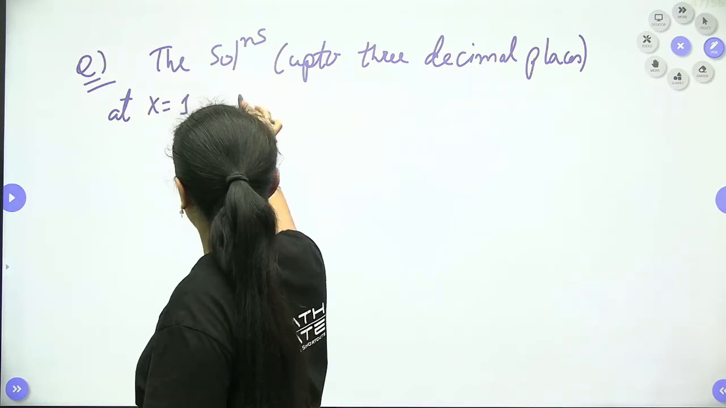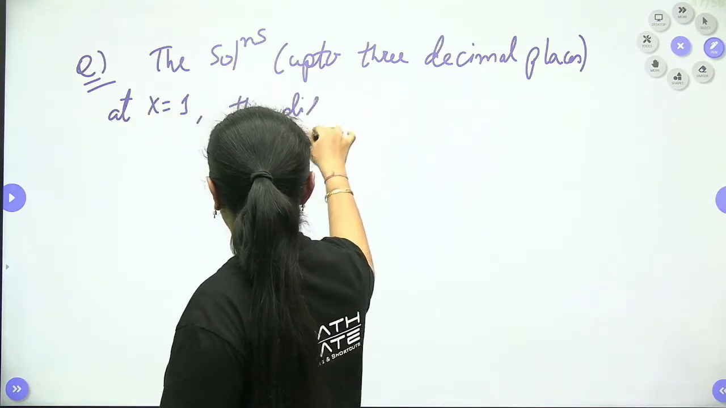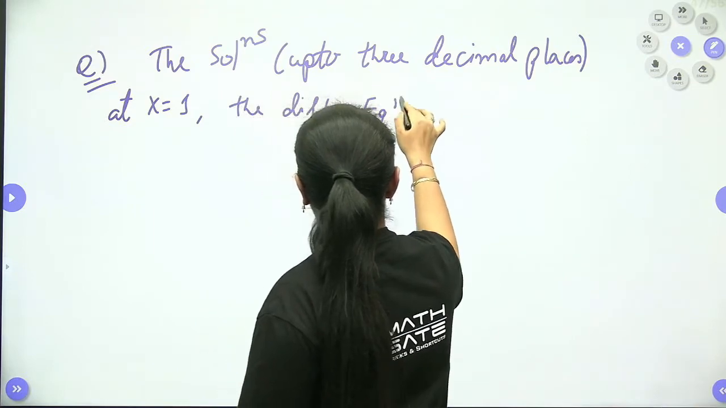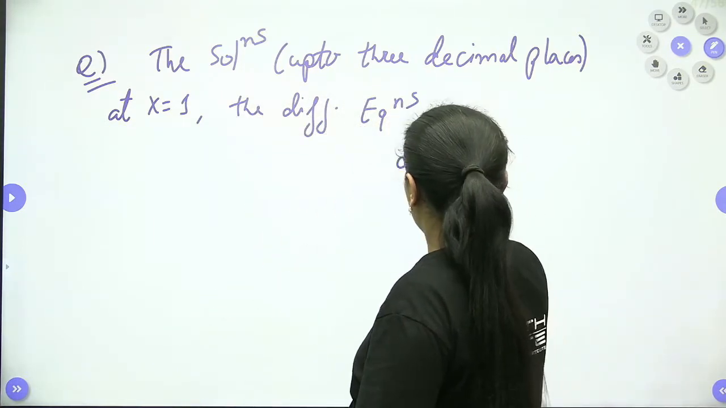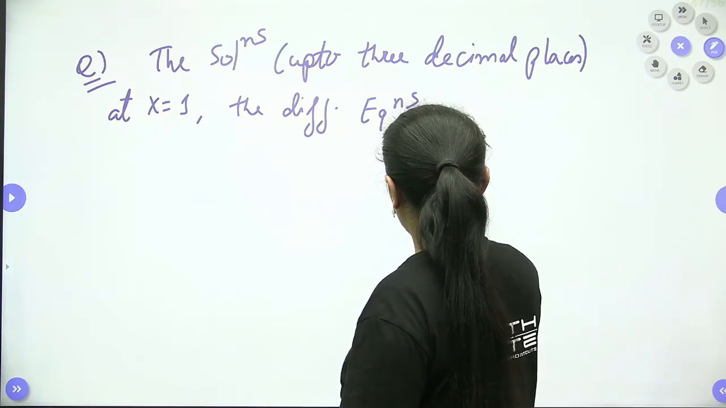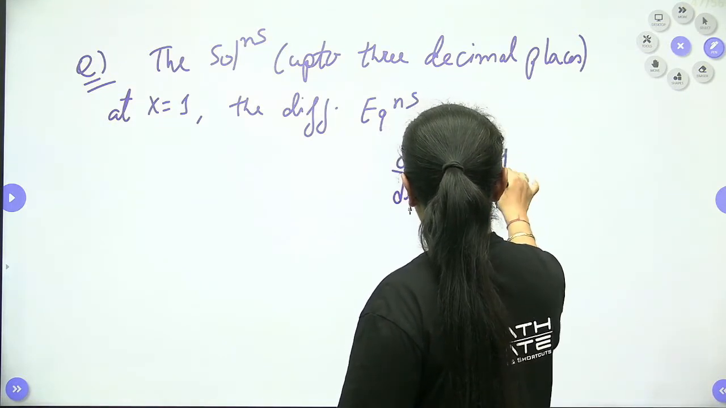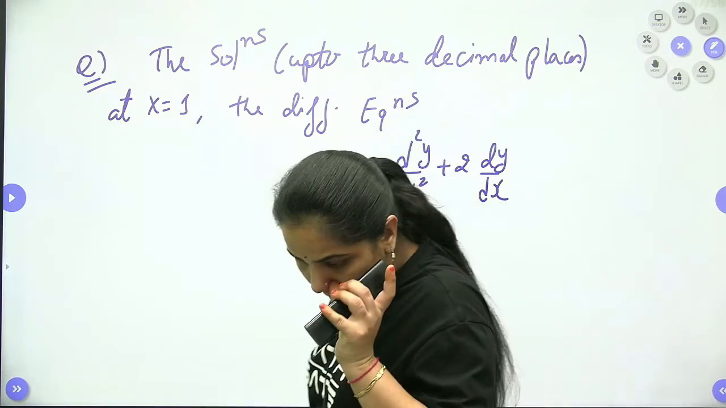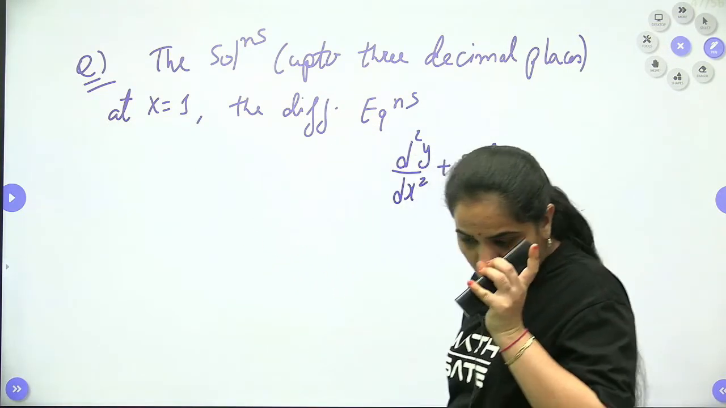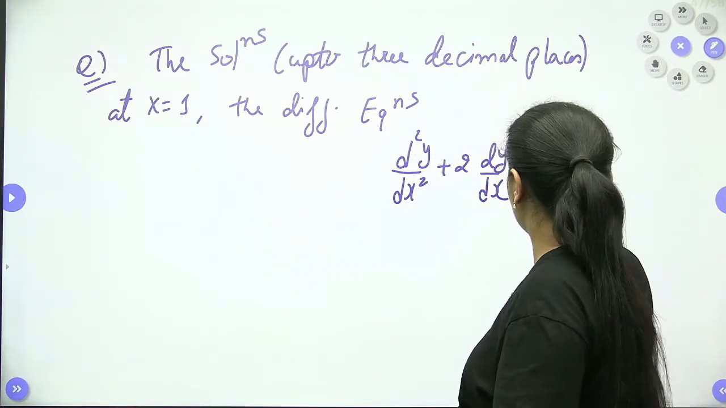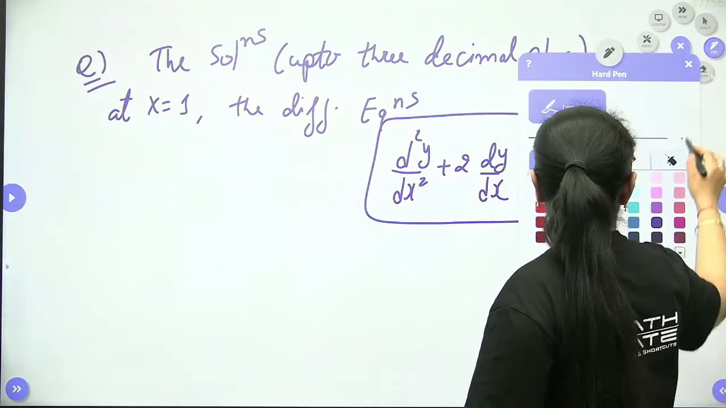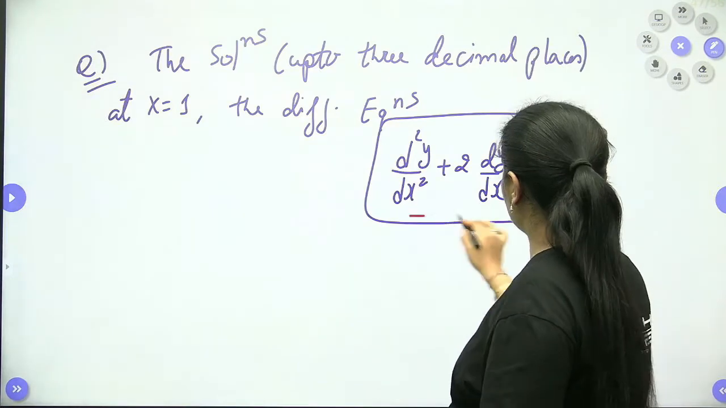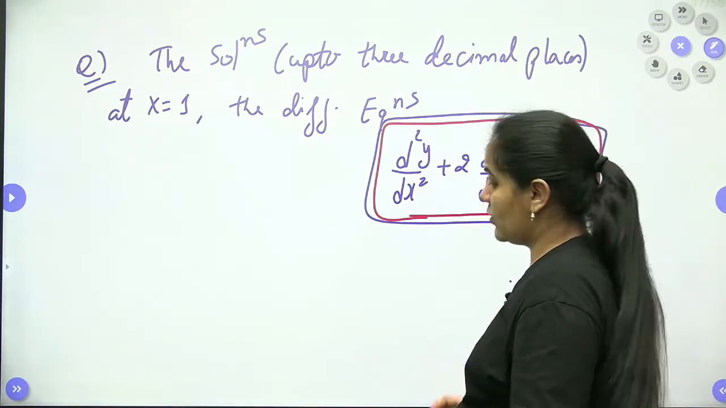At x equals 1, we also have a differential equation: d2y by dx2 plus 2 dy by dx plus y equals 0.